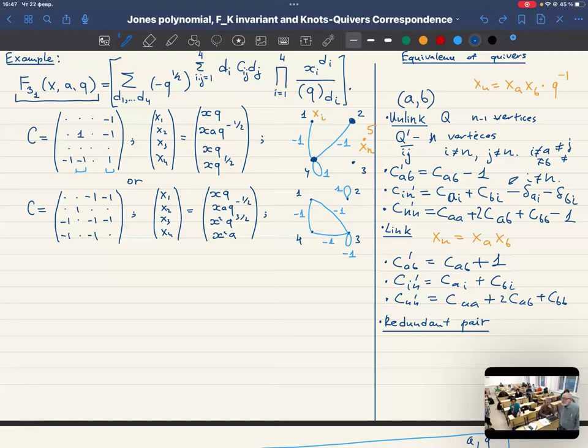So if we have a pair a and b such that xa is equal to q xb, then we can just delete these two vertices and obtain the matrix. If we had a matrix n minus 1 times n minus 1, we will have another matrix n minus 3 times n minus 3.